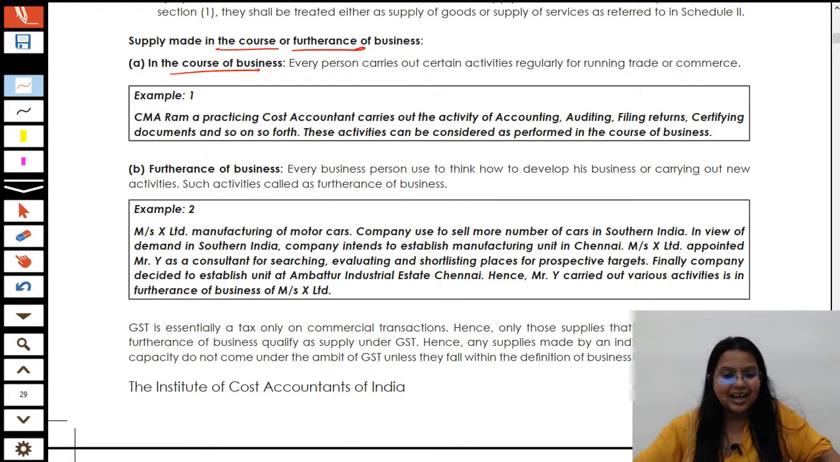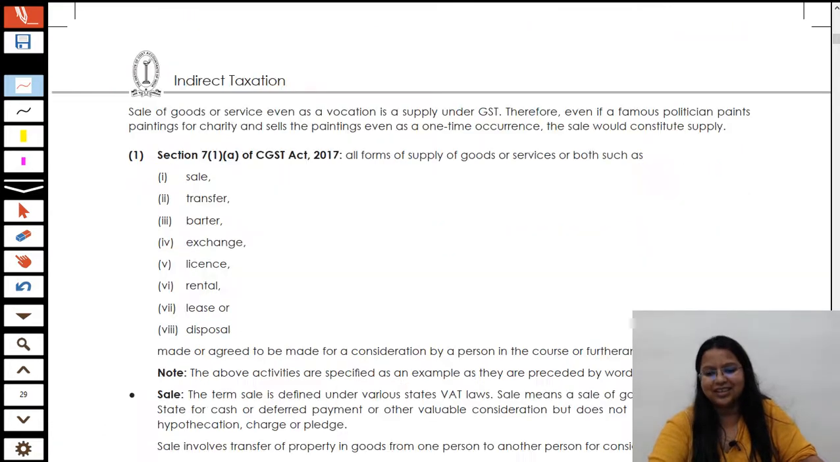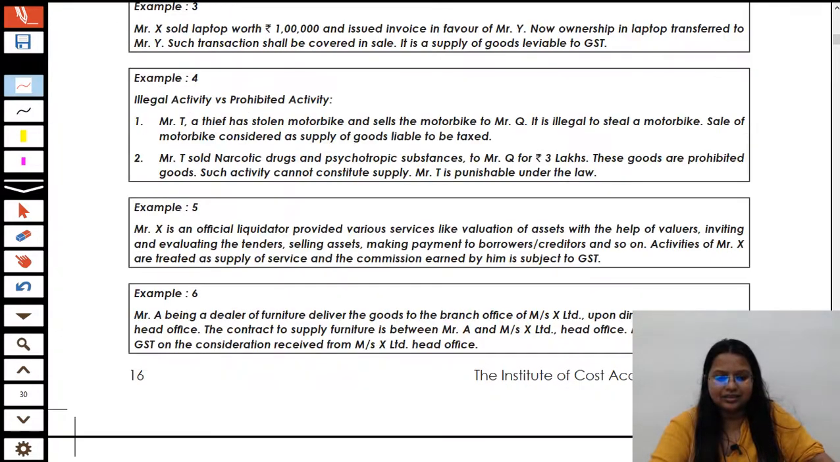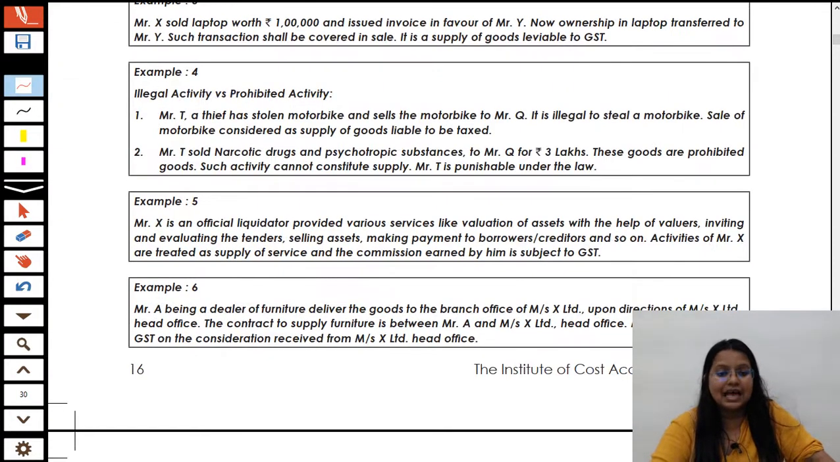Okay, here are some examples. You can do the examples by yourself. In case of any query or any doubt in examples, you can for sure ask me. Next is section 7 subsection 1 clause A. We have already covered it. Okay, these all are the examples. Students, example number 4 is very important. Just mark it, very important.